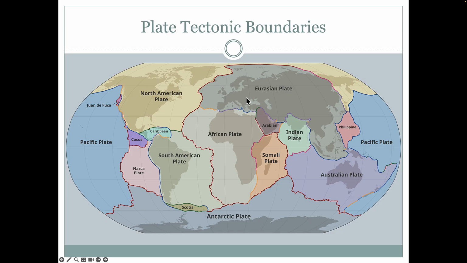like where the Cascade Mountains are. Most of Europe and Asia are all part of this Eurasian plate, but you can see there's an Indian plate. This has to do with why the Himalaya Mountains are where they are. There's a Somali and Australian plate.